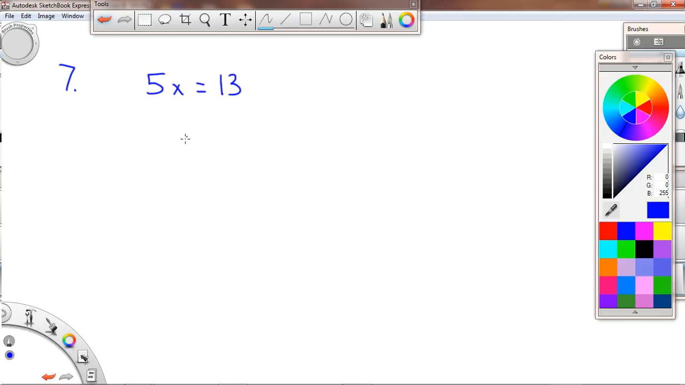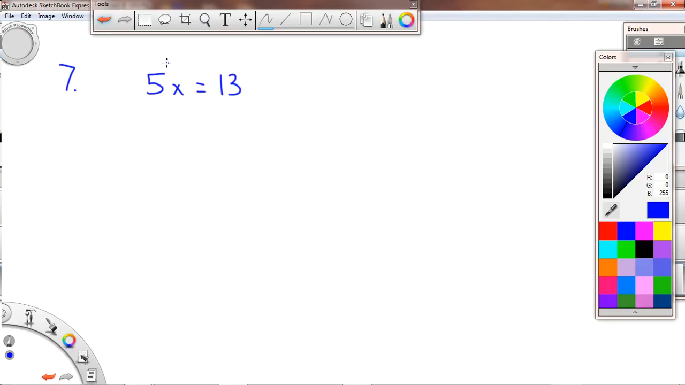And a solution is a number that I can plug in for x. Or basically, I want to know what this unknown number is. Keep it simple. I want to know what x is. What number do I need to multiply by 5 to equal 13? Okay, and I hope you don't say, well, there is no number. There is, it's just not a whole number.